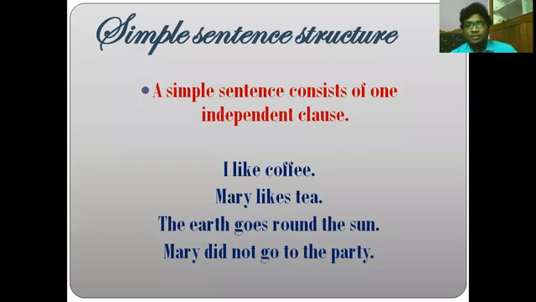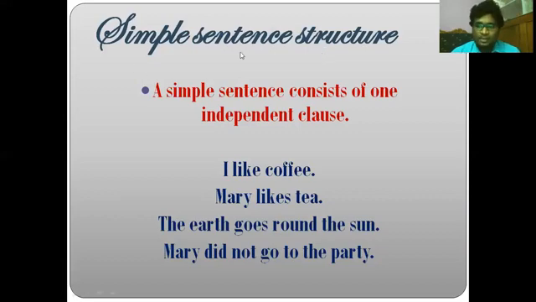A simple sentence structure consists of only one independent clause, exclusively one clause. For example, I like coffee. There is no other sentence, no chance to even depend. Mary likes tea. The earth goes round the sun. Mary did not go to the party. All these four sentences are called independent clauses. When you write a sentence using only one independent clause, that is called a simple sentence structure.